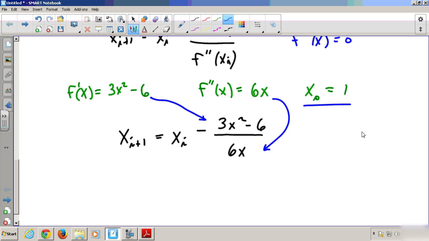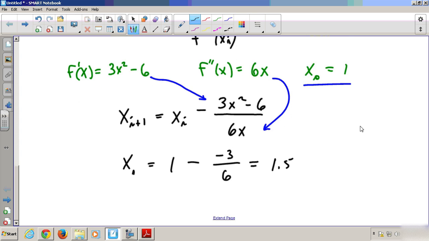Let's do one just real quick. So my x1 value is equal to my x naught, which is 1, minus, well, what's 3x squared minus 6 if x is 1? Well, that's going to be 3 minus 6, so minus 3, over 6. So that's basically going to be 1 minus 1/2, right? So if you do 1 minus a negative half, that's really like 1 plus a half, so it's going to be 1.5. And then what do you do? Well, you do it again. You iterate, you iterate.